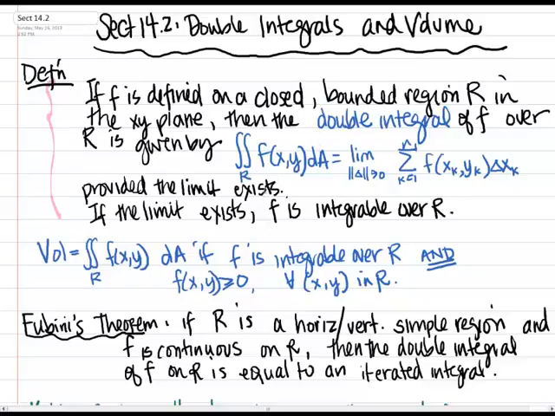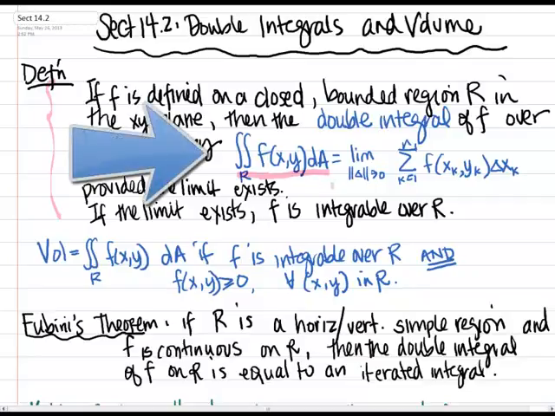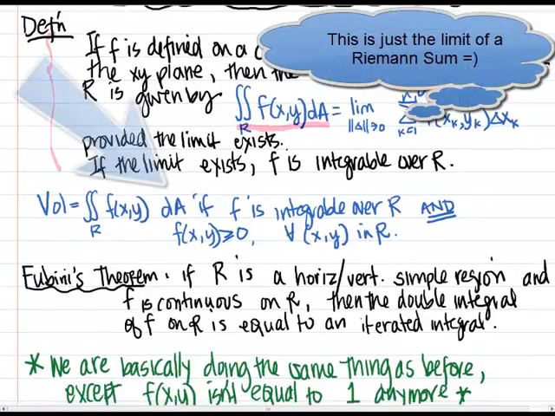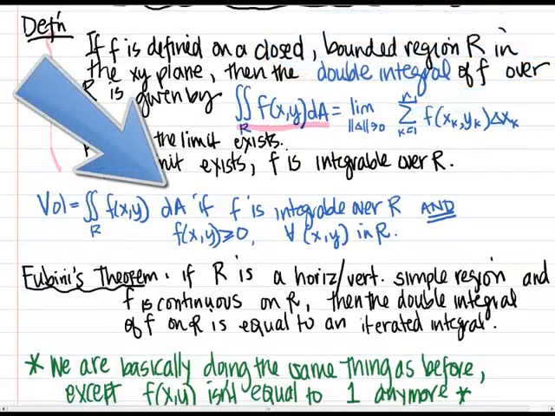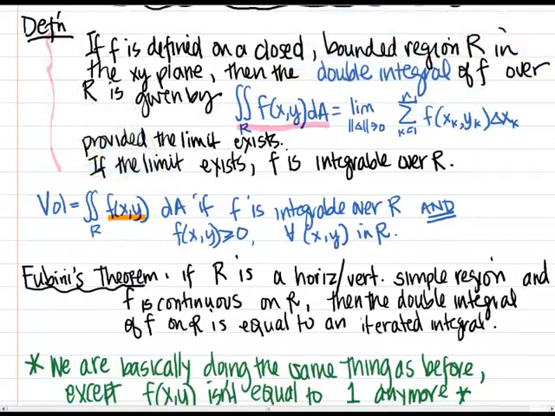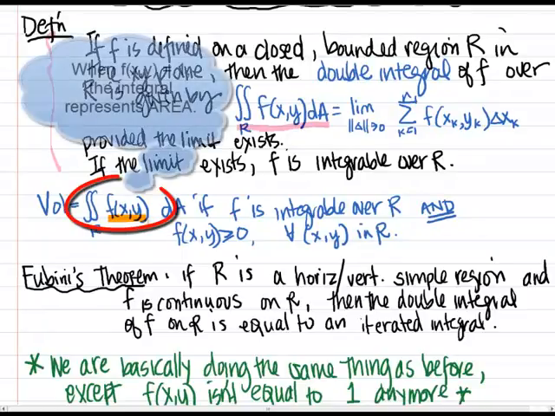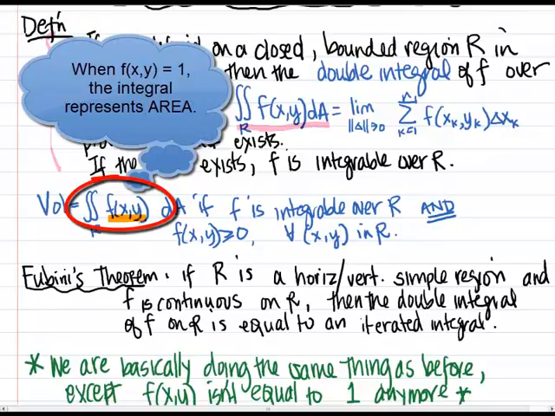So it says that if you have a function defined on a closed bounded region R in your xy plane, then this is what we refer to as our double integral of f over R, and R is our region in the xy plane. If the limit exists, then we say f is integrable over R. So the volume formula is just like our iterated integral, but notice there's going to be some function here, f of xy, that is no longer just a 1 anymore.